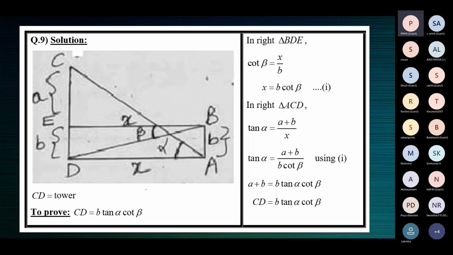So here we find A plus B, and A plus B is only the height of the tower. A plus B is the height of the tower, CD. And we use cot beta because that's what is in the result.